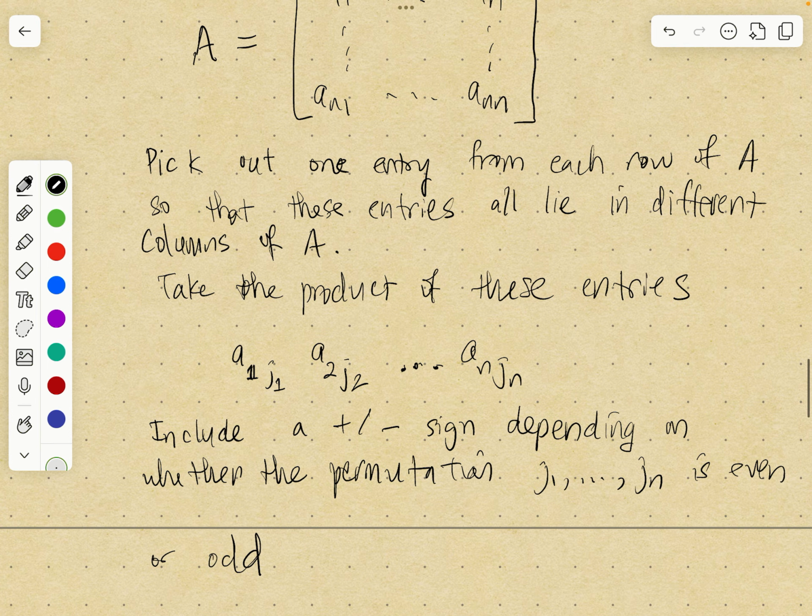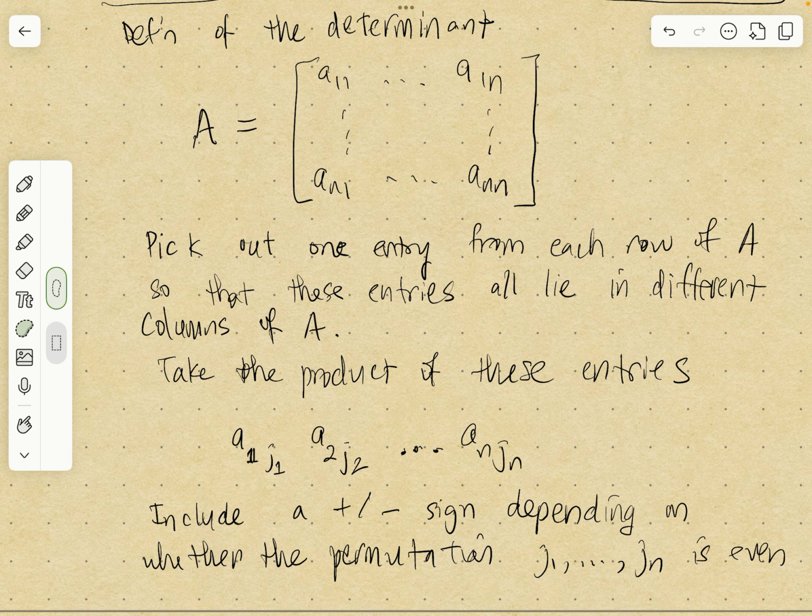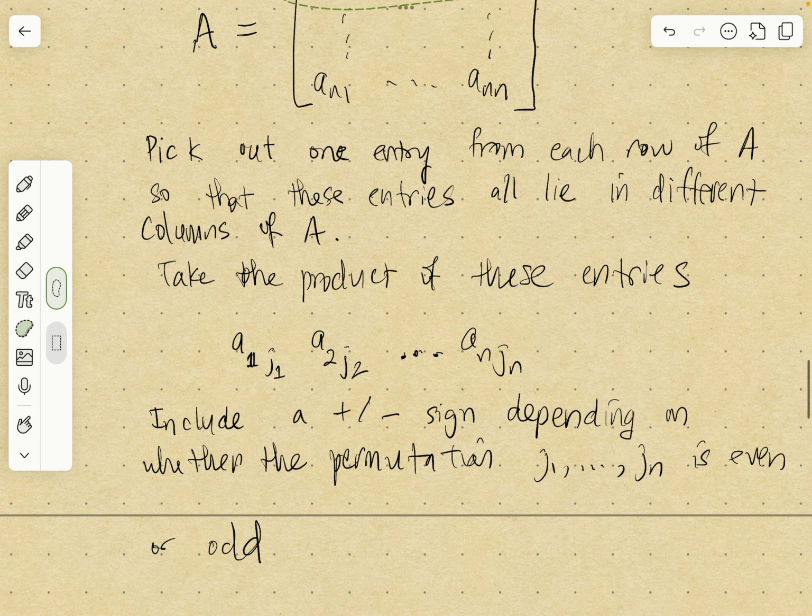Right? So what's going on is that each row, for the first row, you pick out a number, it's a sub 1, and then the second subscript is going to be something from 1 to n, so you call that one J1. And then for the second row, you pick out another number, and the first subscript is going to be 2, but the second subscript is something that's different than J1 because you're picking things in different columns also. So you call that subscript J2 and then all the way to J sub n.